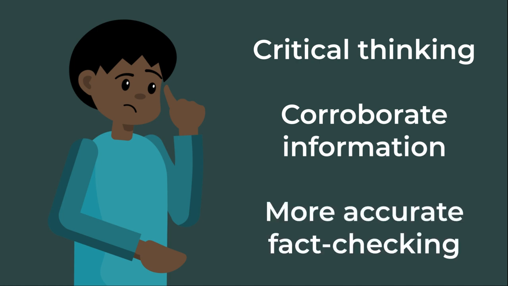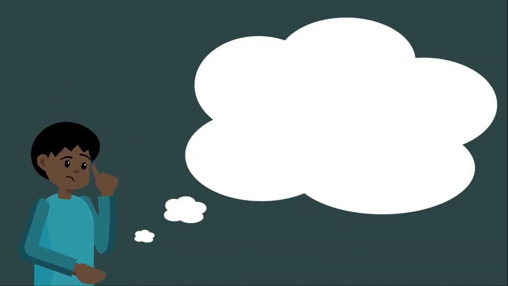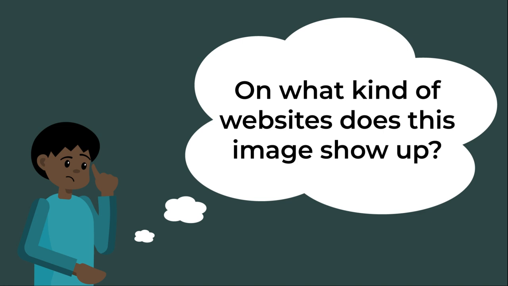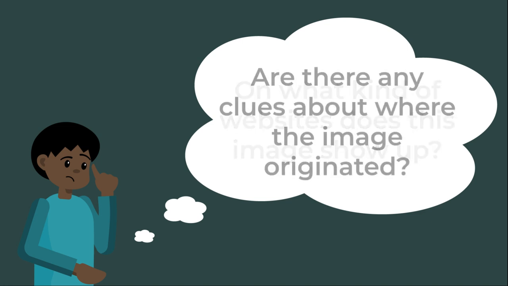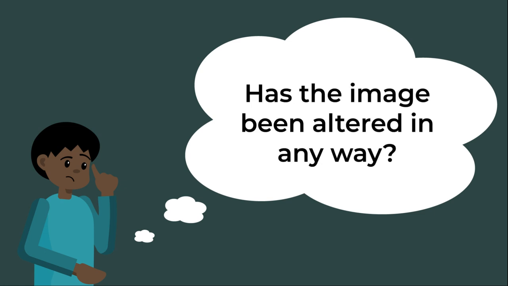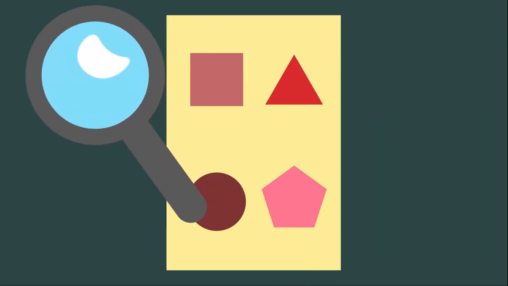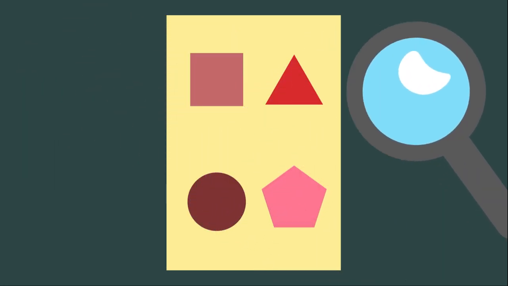Ask yourself some critical questions about the results you find. A good place to start would be to ask things like, on what kind of websites does this image show up? Are there any clues about where the image originated? Or, has the image been altered in any way? The answers to these questions can help you determine if the image you are searching for is a reliable source of information. You can further answer these questions by checking the context in which the image was originally used and verify if the information aligns with the claim you are fact-checking.